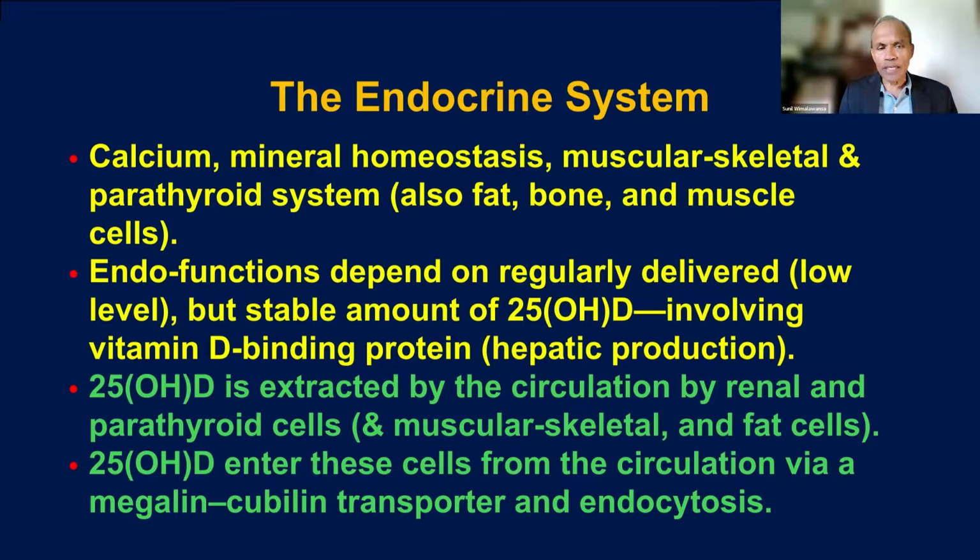This 1,25-dihydroxyvitamin D coming out of the renal tubules acts on the parathyroid tissues and musculoskeletal system, and on fat cells to a certain extent as well. The uptake is due to the megalin-cubilin active transportation system, which needs energy.